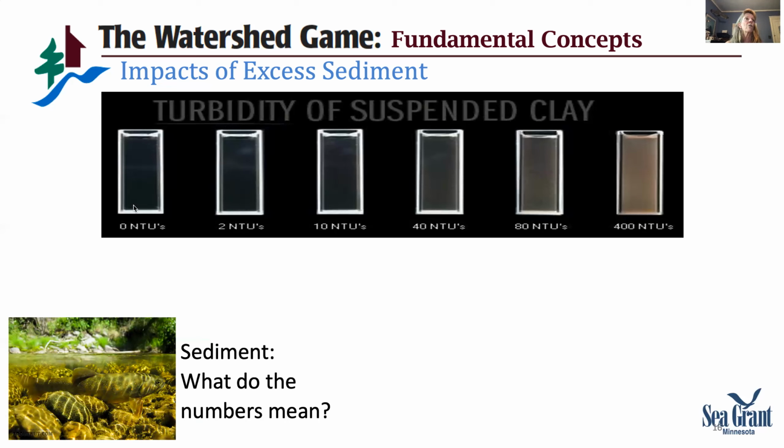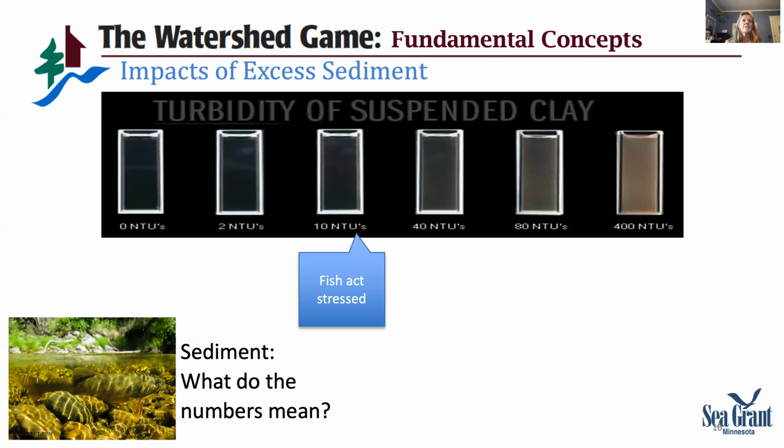So you can see how this is a very clear sample. Over here at 400 NTUs, it's a very cloudy sample. And we've got these gradations in between: 2, 10, 40, and 80. So what happens? What do the numbers mean? Even at 10 NTUs, you don't really want to know what that stands for. Well, it stands for nephelometric turbidity unit, so just let it go.